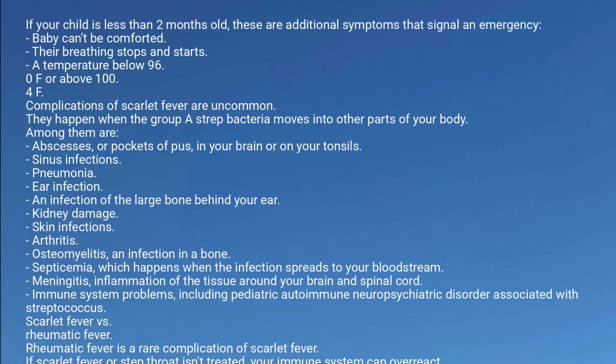Scarlet fever versus rheumatic fever. Rheumatic fever is a rare complication of scarlet fever. If scarlet fever or strep throat isn't treated, your immune system can overreact. That causes inflammation in your tissues, including joints and organs. It can affect your heart. Rheumatic fever happens more often in areas that lack access to antibiotics and prompt medical care.